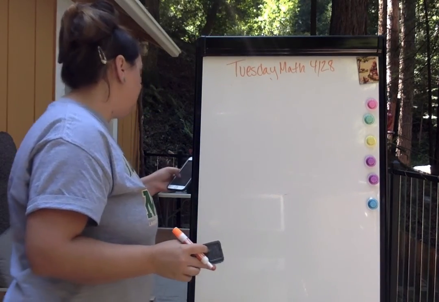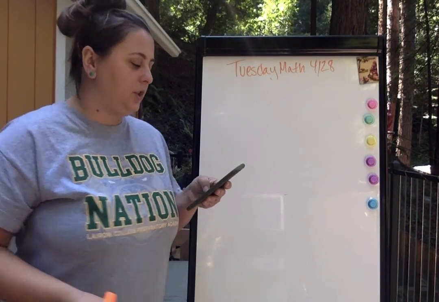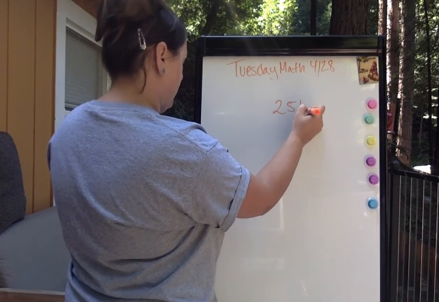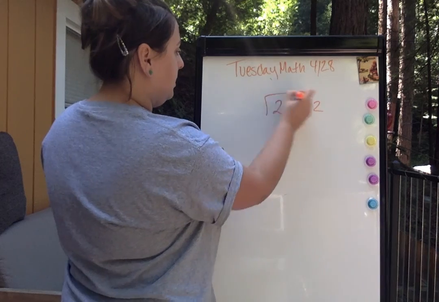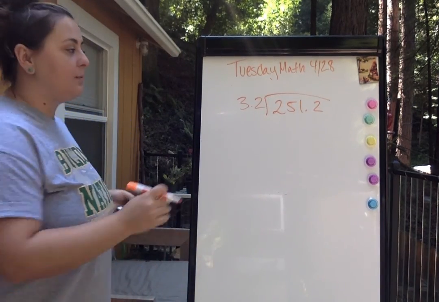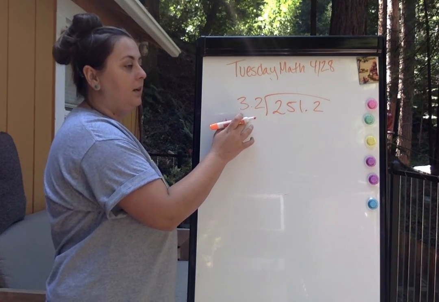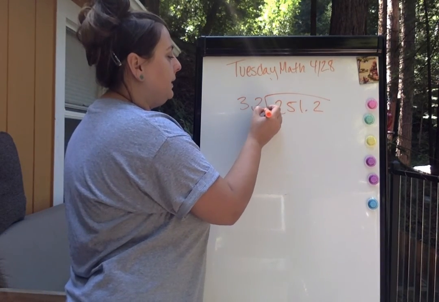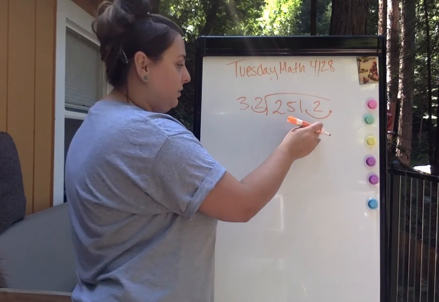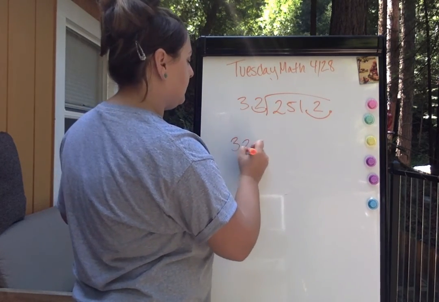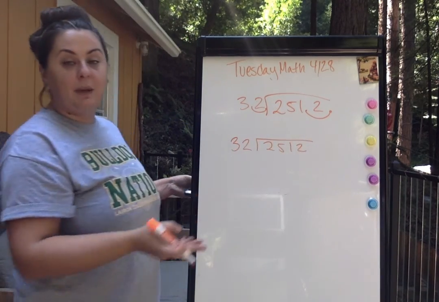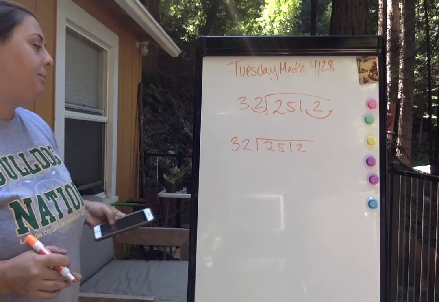Okay. Next is going to be a division of decimals. So we're going to have 251 and 2/10 divided by 3.2. Now you know that you can have a decimal in the divisor. So what you're going to do is you're going to come over one here and over one here. Whatever you do to the outside, you're going to do to the inside. So I'm going to rewrite this so it's nice and neat. You know how I like things to be nice and neat, leaving plenty of space to space everything out.